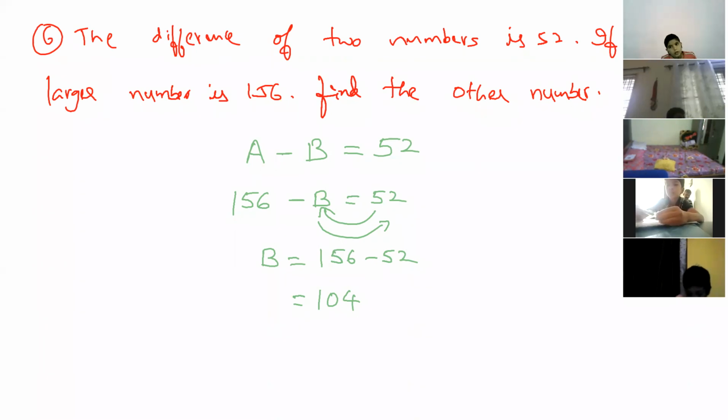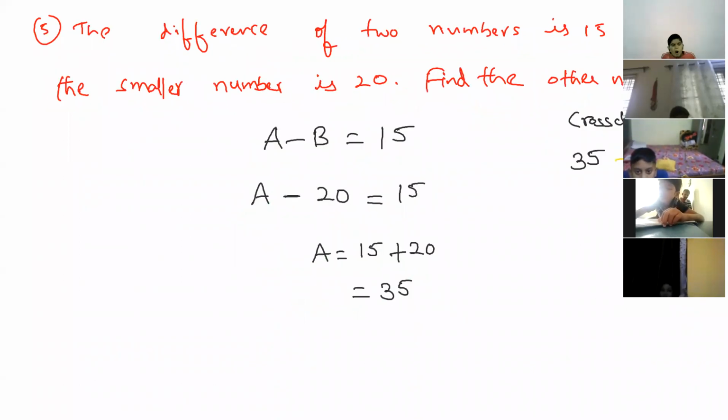Very good. Samram, what is your doubt? Ma'am, I did not understand the fifth question. The difference of two numbers is 15. If the smaller number is 20, find the other number. A minus B equals 15. Smaller means you write it in the place of B. A minus 20 equals 15. This minus 20 goes to that side and becomes plus 20. A equals 15 plus 20. The answer is 35. Is it clear now? Okay, ma'am.